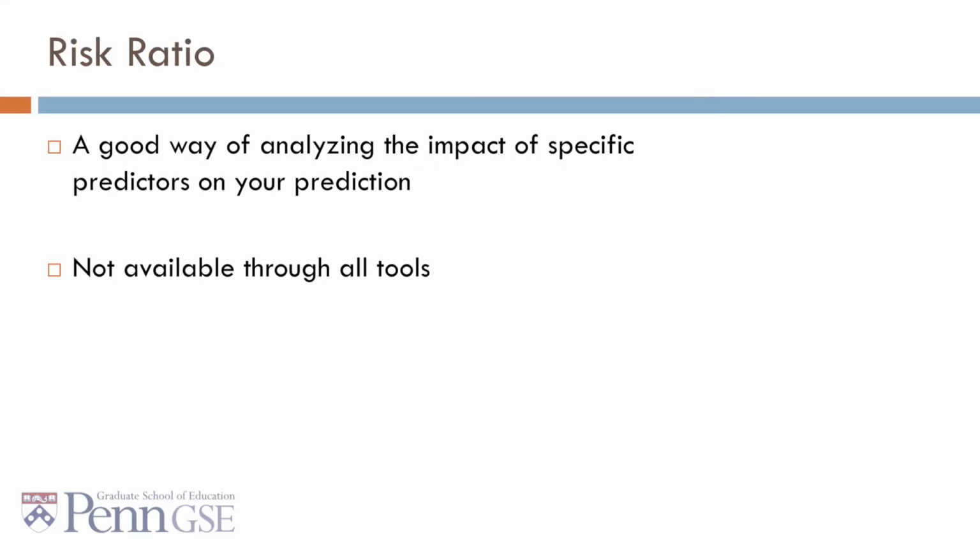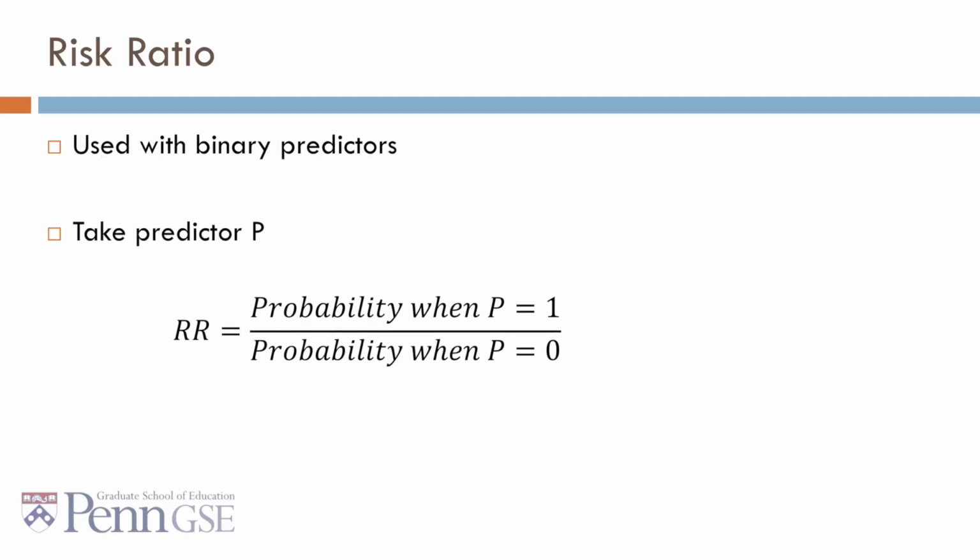Another important metric is risk ratio. It's not available through all tools, but where you can find it, it's a good way of analyzing the impact of specific predictors on your prediction. It's used with binary predictors. So take a predictor P. The risk ratio is the probability when P is 1 divided by the probability when P is 0.